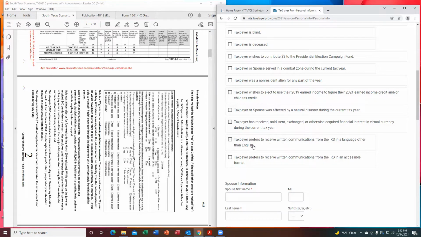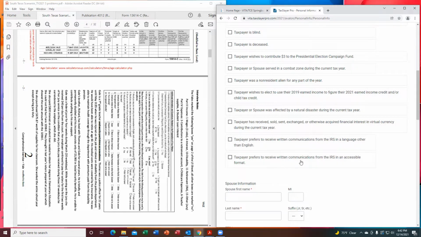What else here? Here's that question regarding communication with the IRS: if the taxpayer prefers to receive written communication in a language other than English, there's that question.